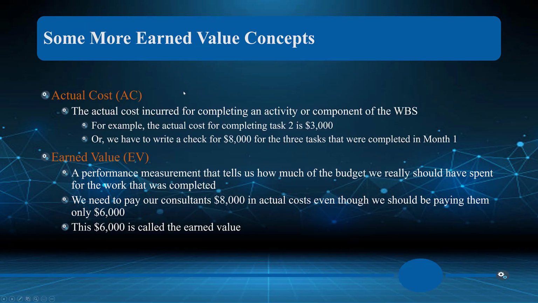So actual cost, the actual cost incurred for completing an activity or component of the work breakdown structure. So for example, in our example, right, completed task was $3,000, or we have to write a check for 8,000 for only 3 of the tasks. Now, if we were writing a check for 8,000 with 4 of the tasks, we wouldn't be as worried, right? So then we looked at earned value, which is a performance measure that tells us how much of the budget we really should have spent. Well, of course, what we know is that we paid 8,000, but what we expected was 6,000 of earned value on 3 tasks. So we are actually behind. We've spent 2,000 more than we should have.